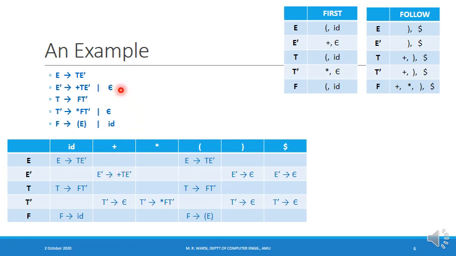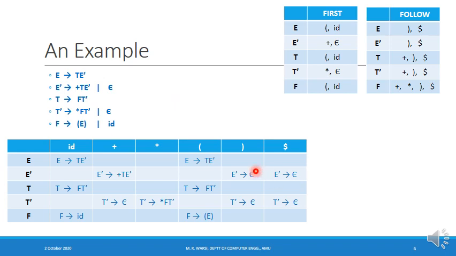Let's now take the next production. Next production is E dash derives epsilon. First of this production is containing epsilon. So where will I add this production? I'll add this production at the location E dash comma follow of E dash, because first of this production is containing epsilon. Follow of E dash is containing right parenthesis and dollar. So at the location E dash comma right parenthesis, this production has been added, and at the location E dash comma dollar, this production has been added.